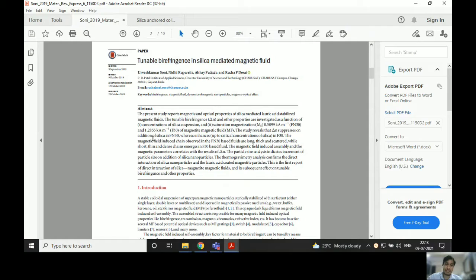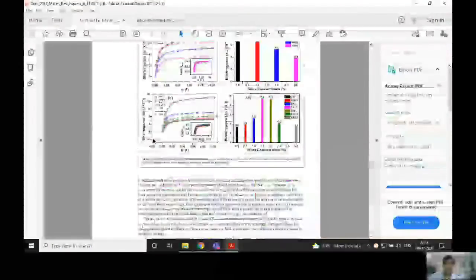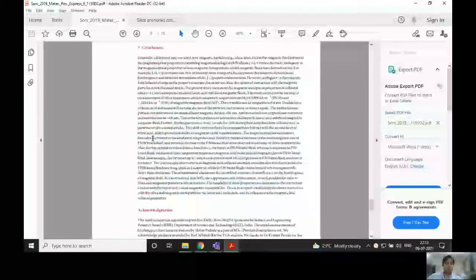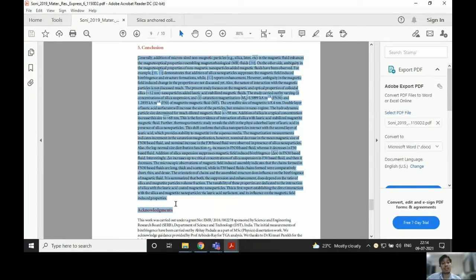Now after reading the abstract, if you are able to understand, then directly go with the conclusion. Don't read all the things. Directly read the conclusion, and the conclusion itself gives all the things. From the abstract you will understand what kind of experiments they have performed, and from the conclusion you will understand what is the result of those experiments.